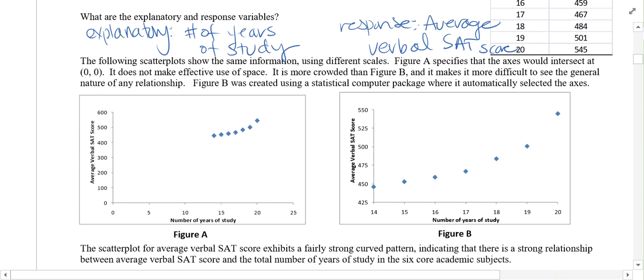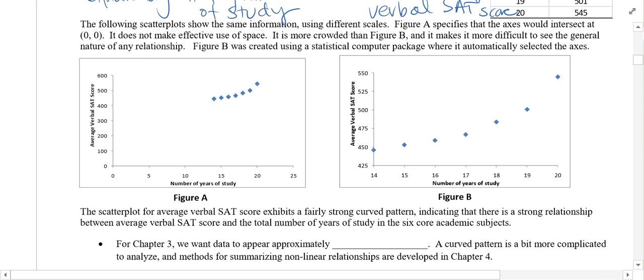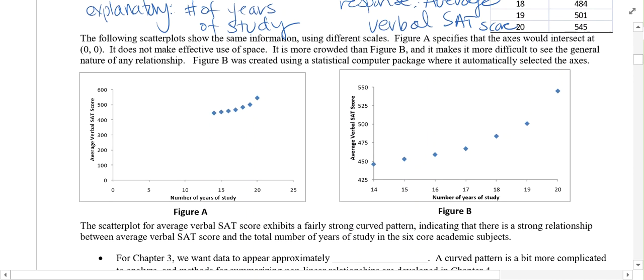The following scatter plots show the same information, just using different scales. Figure A made it so that it starts at 0, 0. This does not use this space effectively. It's very hard to actually tell specifically what the relationship between the two variables looks like. It's crowded. So figure B was used, so we changed the scale. The X scale starts at 14, which is where our data starts, and then the Y scale starts at 425. Your calculator will automatically pick the window that is useful for you. But when you're doing your own plots by hand, you also want to make sure that you're using a scale that uses the whole grid for your data.